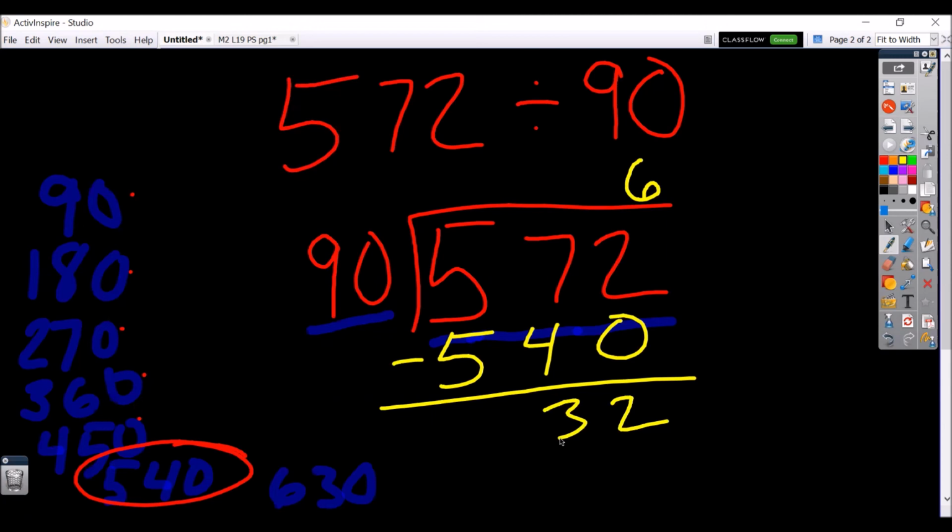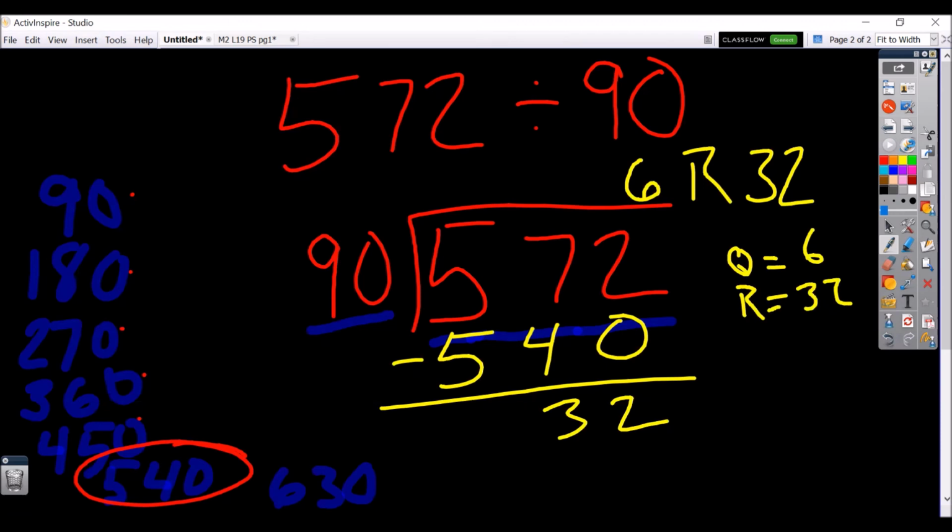Well, it looks like 32. Well, is 32 smaller than 90? Yeah, it absolutely is. So that means we can't divide anymore, and there's no digits to keep bringing down. So that means our quotient is 6 with a remainder of 32. We're also going to write Q equals 6, R equals 32, and then let's think about it as a fraction. Well, how many parts are left over of the groups? Well, we have 32 parts as a remainder, and if we had 90, we'd have another full group, so 32 parts of 90. So that's the lesson.